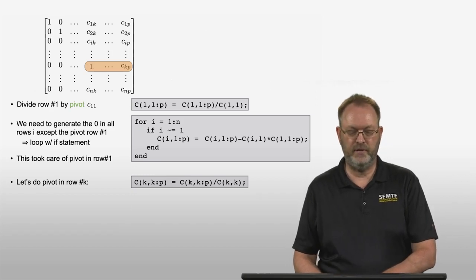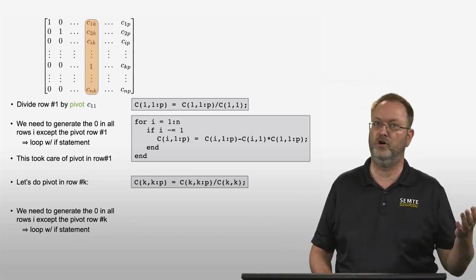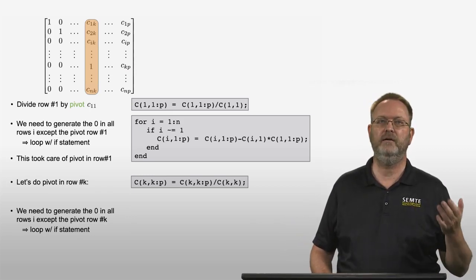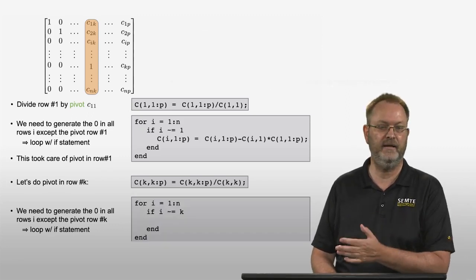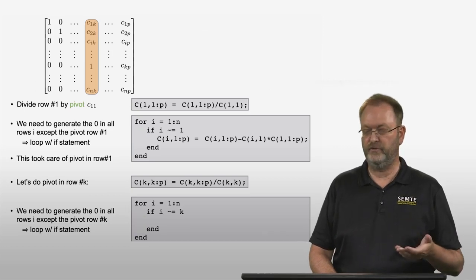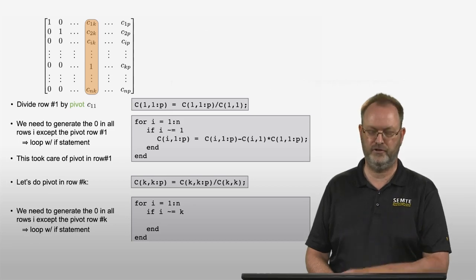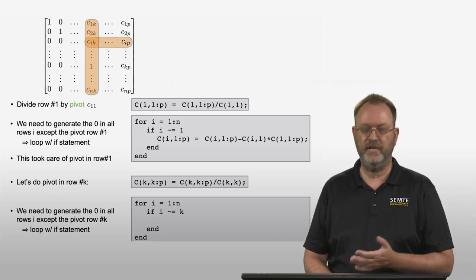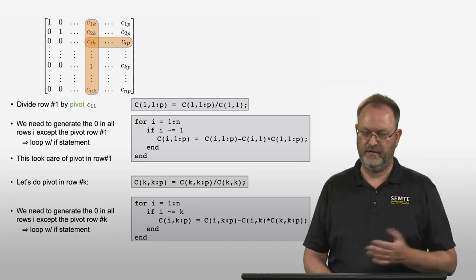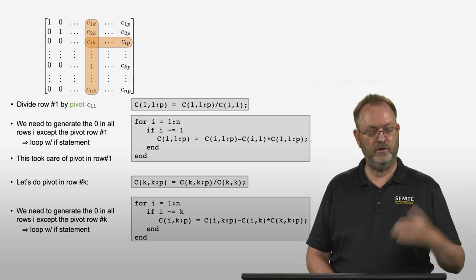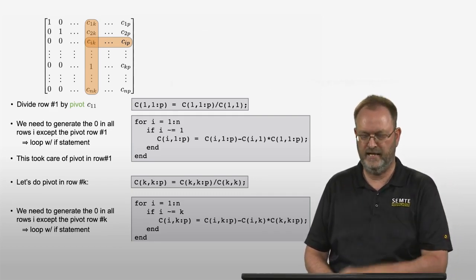And then we do our operations to generate the zeros. And we do this again as a loop over all rows, skipping the kth pivot row. So we have a loop for i equal to 1 to n. And if i, the current row that we're working on, is not equal to my current kth pivot row, then I'm going to do the operation to generate the 0 with a multiplier of Cik. So I get C of the ith row that I'm currently working on, starting at the pivot column k all the way to the last column p.